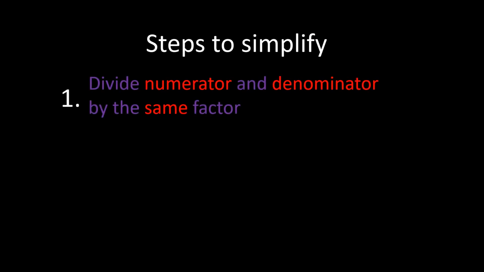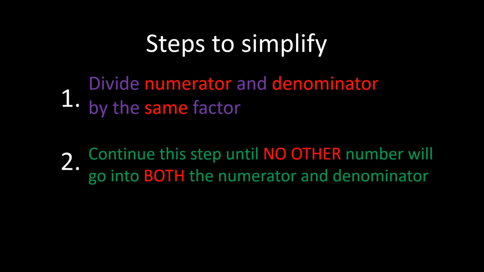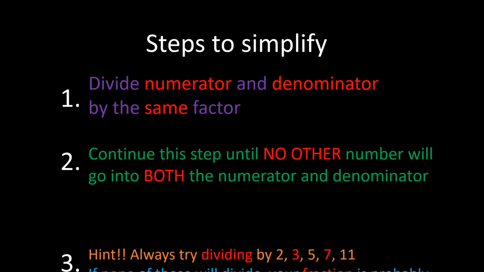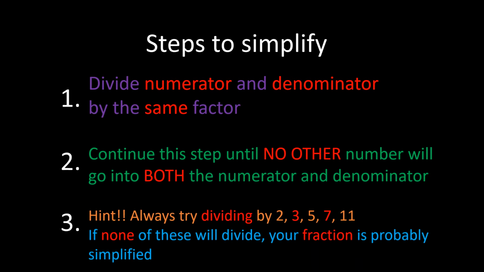So how do we simplify? Step 1 is you have to divide the numerator and the denominator by the same factor. Step 2, you continue this step until no other number will go into both the numerator and the denominator. Step 3, here's a little trick or hint. Always try dividing by the numbers 2, 3, 5, 7, and 11. If none of these numbers will divide, your fraction is probably simplified.